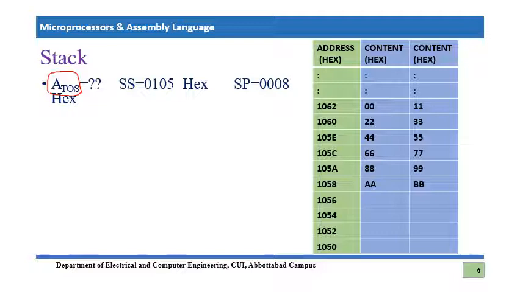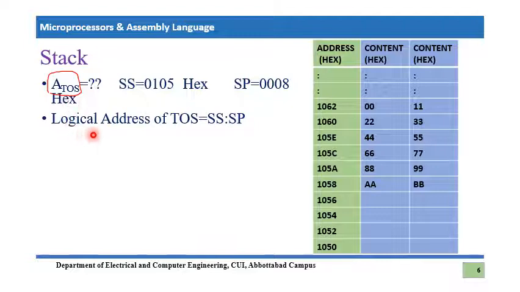So we will be calculating the physical address of the top of stack for this specific stack, which is shown in this picture. We are also given the stack segment value, which is 0105 in hex, and similarly the stack pointer value, which is 008 in hexadecimal. So we are given these two values, and we need to calculate the physical address of the top of stack. Let's proceed to see how we will do it.